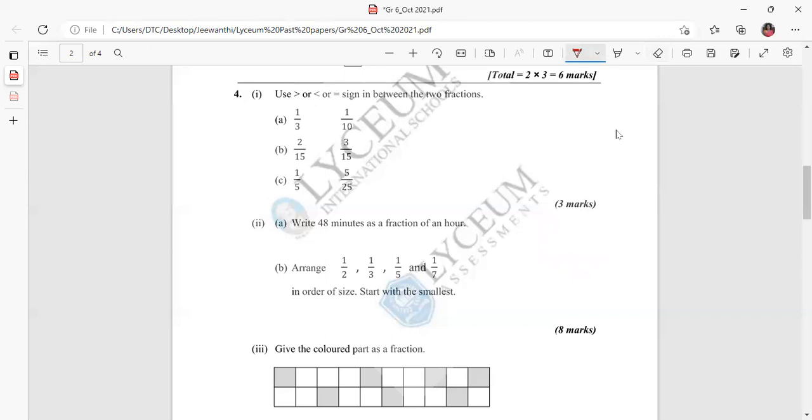Now you have 1/3 and 1/10, right? You can't compare them directly, right? But you know they are unit fractions, right? What do you mean by a unit fraction, children? When you have the numerator 1, it is a unit fraction, right? So then it's like this. Wait, I will show you.